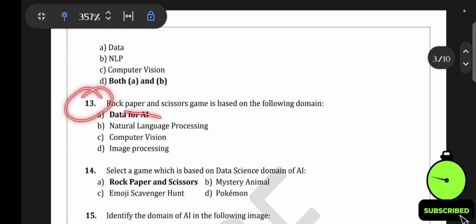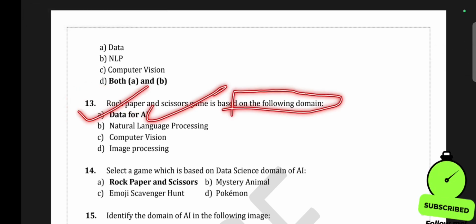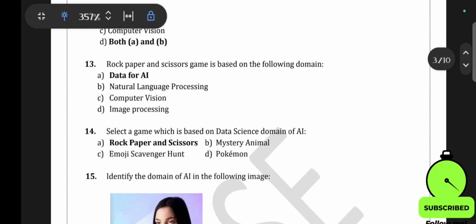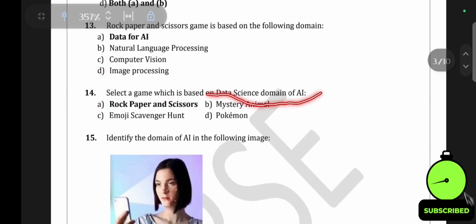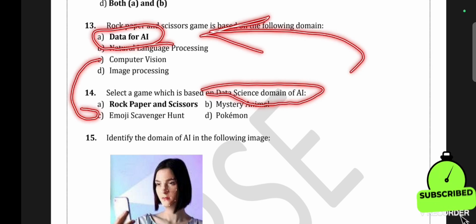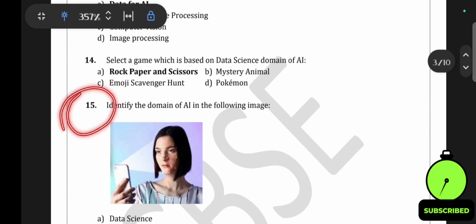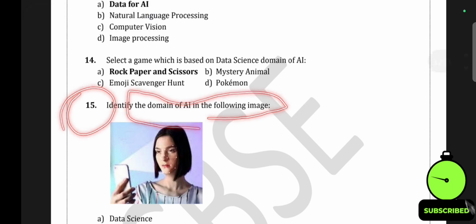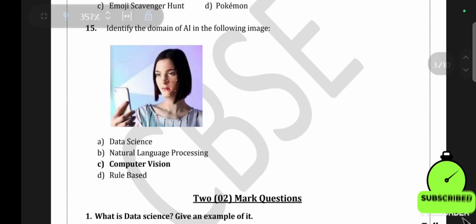13. Rock, paper, scissors is a game based on the following domain. Data for AI. Okay. Next, select a game which is based on data science. Now only we have read it. Okay, based on data science. So answer will be rock, paper, scissors. Identify the domains of the AI in the following image. Obviously, computer vision, because here the face is being recognized.